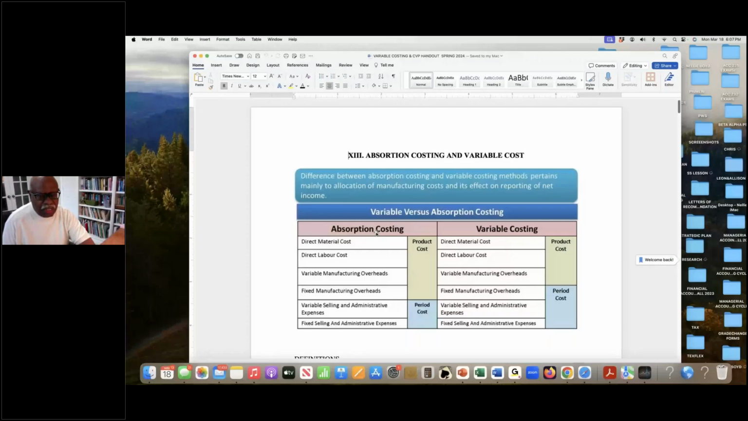Let's start off by looking at absorption costing and variable costing. Traditionally, and for external reporting, we utilize absorption costing, where we look at the full product costs, raw materials, labor, and overhead. We don't make any distinction between fixed and variable. And we have period costs, the selling and administrative.